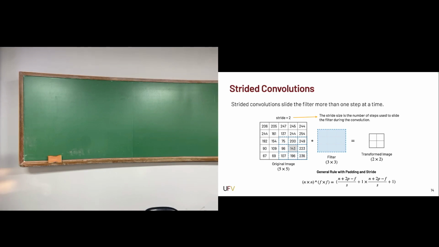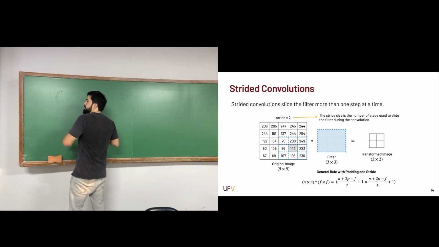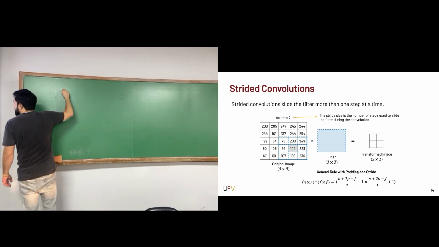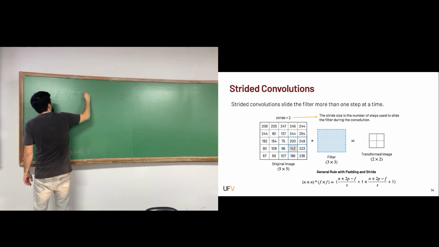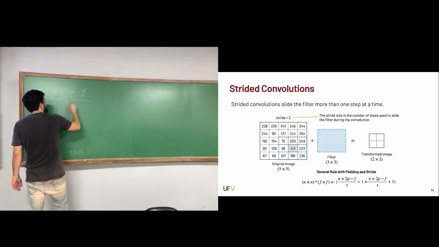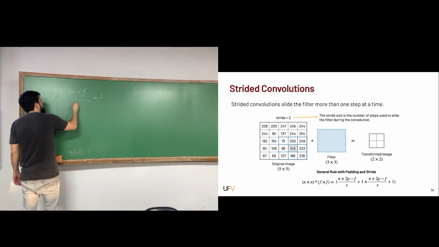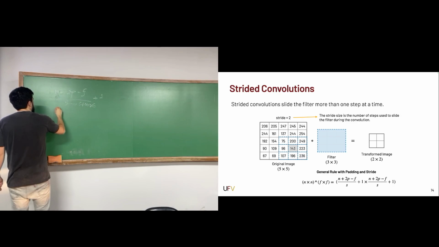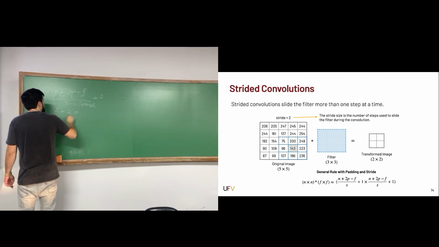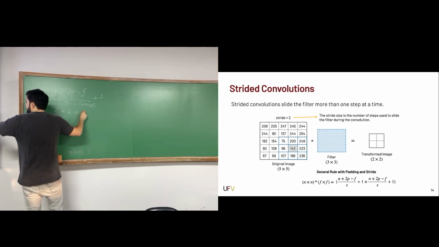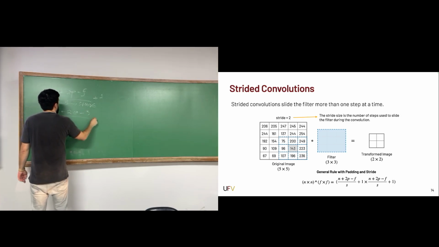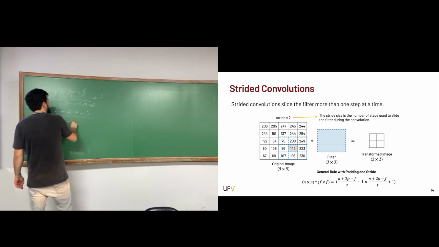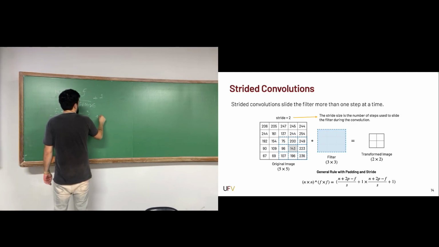And I'm going to need more chalk. These are very small. So right now, just to check that that's correct: n plus 2p minus f, over s, plus 1. And now s is the stride size. Okay, this is the stride. So let's look at this example. N is 5 plus 2p, p is 0. We don't have padding in this image. Minus f, f is 3. So all of this over s equal to 2. That's the stride size in this example. All plus 1.